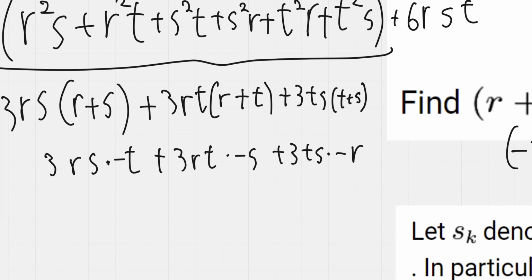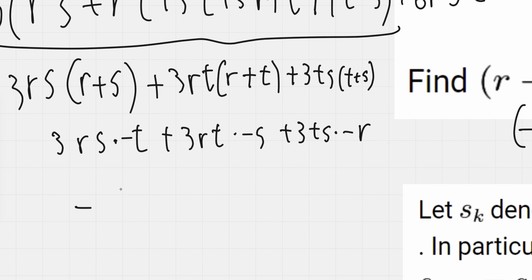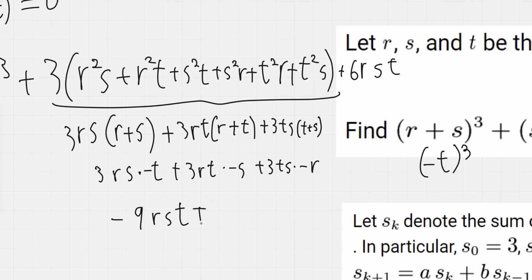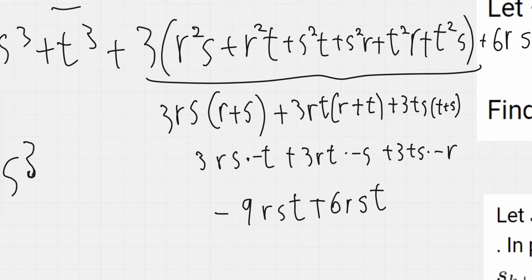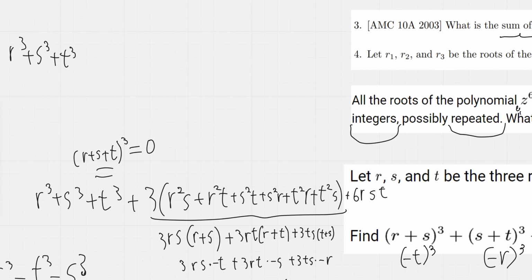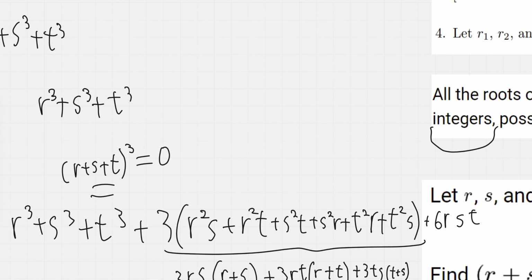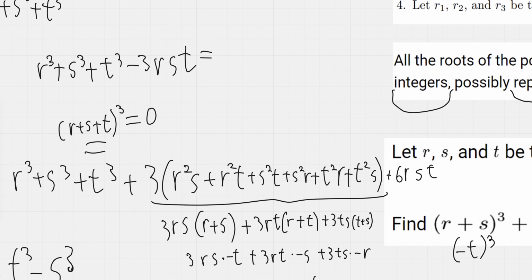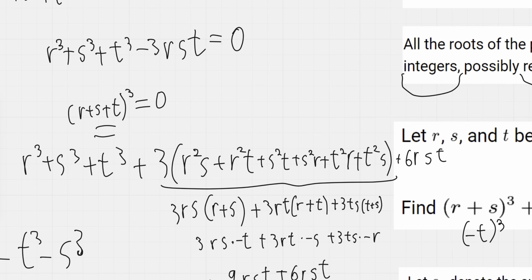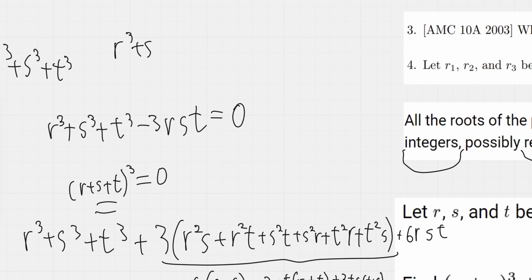So this is very useful. We have automatically minus 9 rst plus 6 rst there, which means that you'll end up with r cubed plus s cubed plus t cubed minus 3rst is going to be equal to 0, which means that r cubed plus s cubed plus t cubed is equal to 3rst.